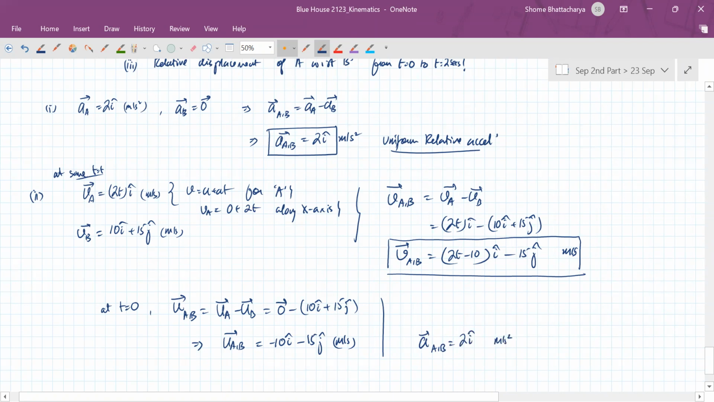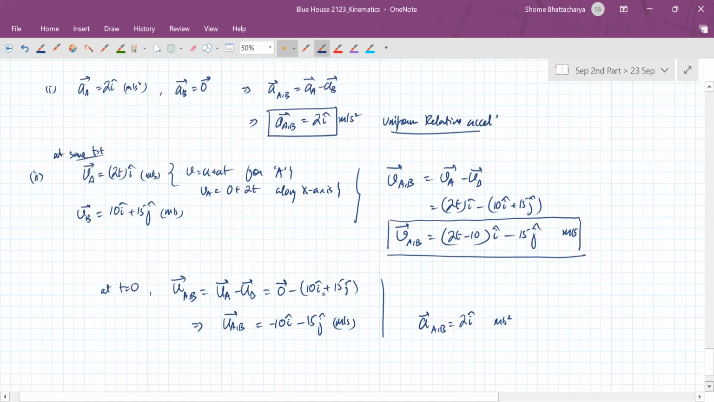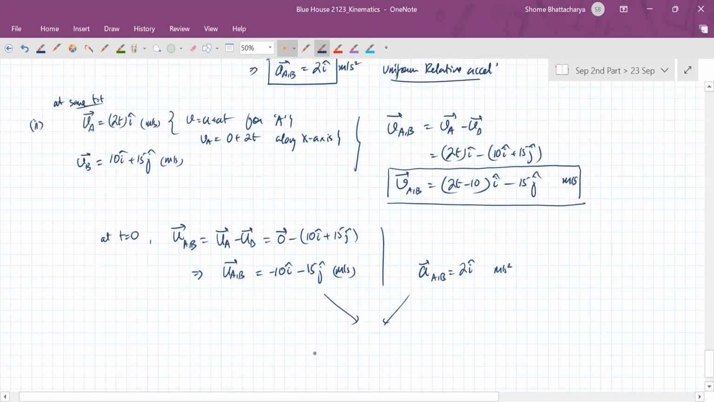So I can use this and this to now understand that the velocity of A with respect to B at some time t has some x component plus some y component. So for the x component, we'll just use ux plus AT, like this.